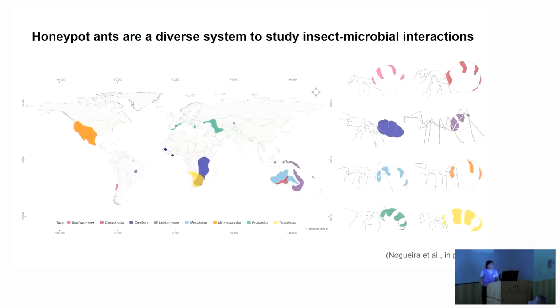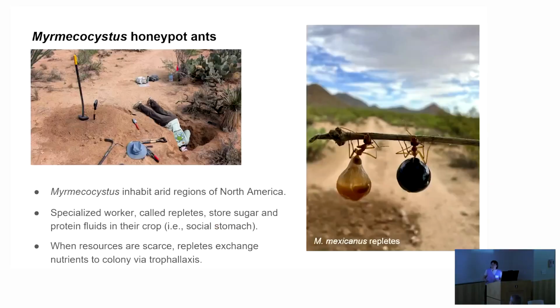An interesting system to dive deeper into insect associations are the honeypot ants, which are an extremely diverse group. There are 8 independently evolved genera spanning 3 subfamilies within the Formicidae ant family. But the one we're going to be mainly focusing on today are the Myrmecocystus honeypot ants, which inhabit arid regions within North America. Within a colony, you have the queen, you have workers that go out and forage for food, and then you have these really specialized workers, which you can see in the image here, called repletes. Essentially, they store the nutrients that they collect in an organ called the crop that resides inside their gaster.